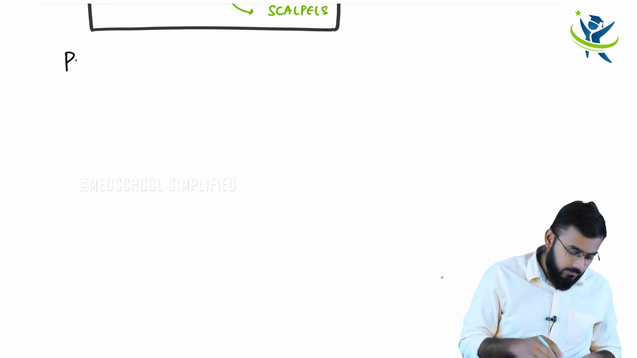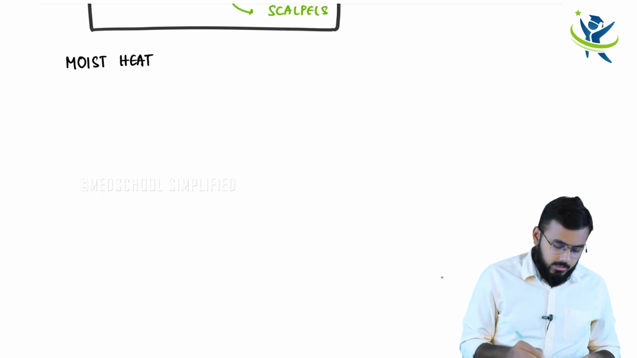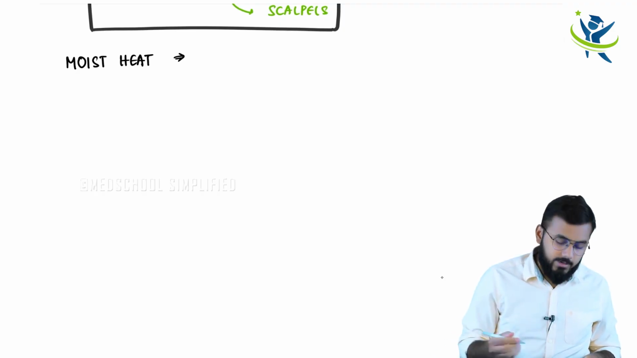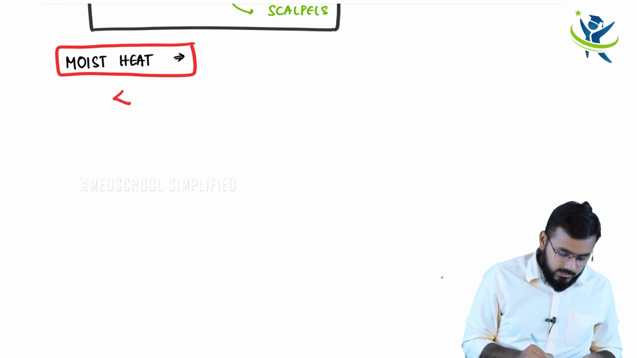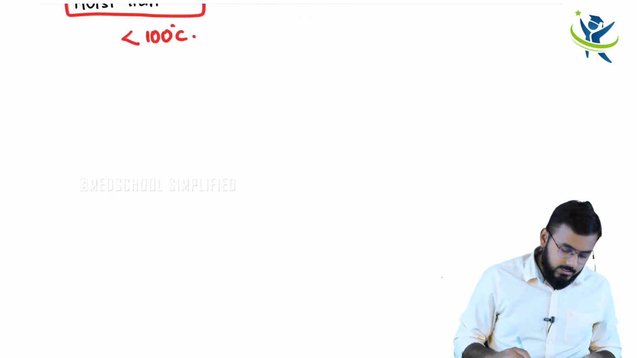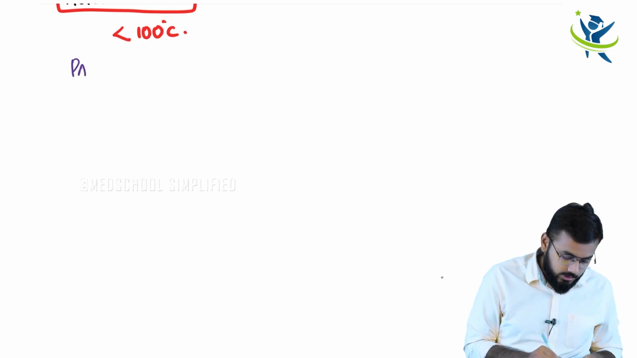We are basically discussing a special type of heat that is called moist heat. In the moist heat, we can use 3 different temperatures. Now I am mainly discussing less than 100 degrees centigrade temperature. In that less than 100 degrees centigrade temperature, the first thing which I have taken is pasteurization.